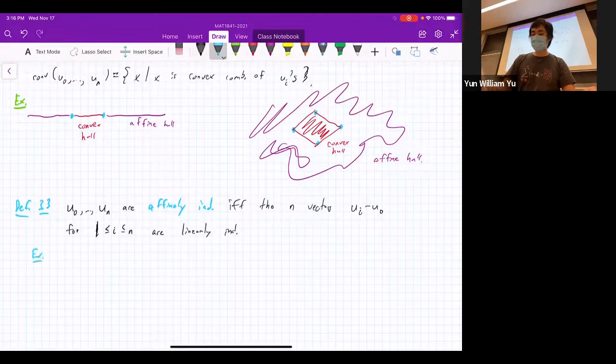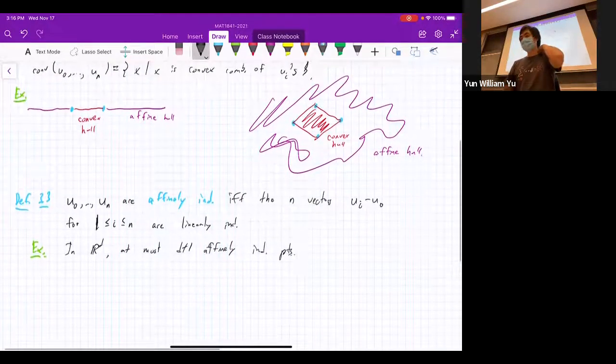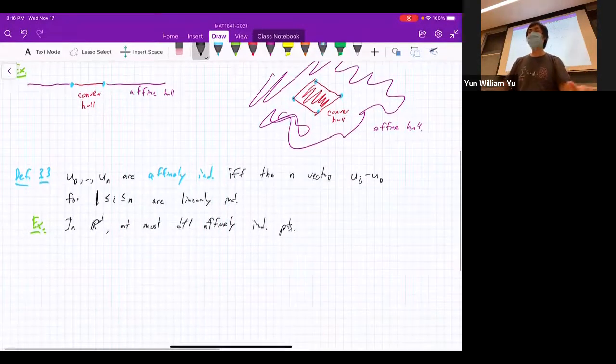One thing that you'll notice is that in R^d, of course, we have at most d plus one affinely independent points, because you have at most d linearly independent vectors.